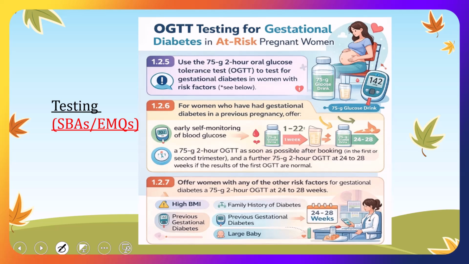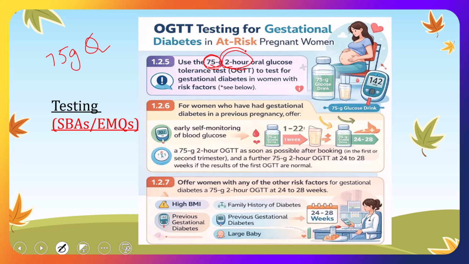Now, the oral glucose tolerance test is a test for gestational diabetes in at-risk pregnant women. So we have just studied the risk factors for that, and now we are going to do the test for gestational diabetes. So we use 75 gram 2-hour oral glucose tolerance test to test for gestational diabetes in women having risk factors. Now you need to remember that the test is of 75 gram. This is not 50 gram. This is not 100 gram. This is your important exam question.